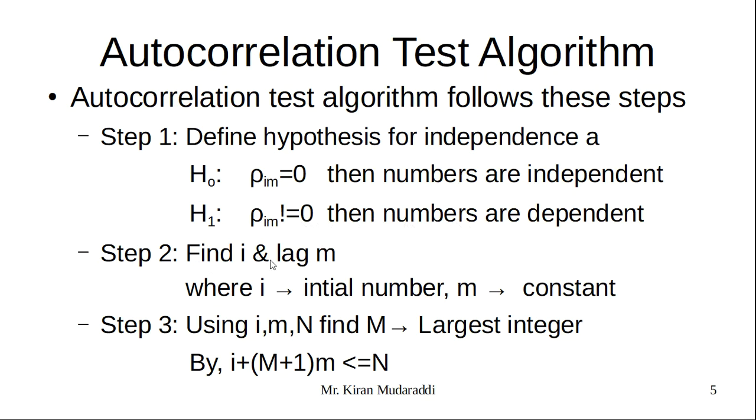Step 2 is to find i and lag m. Here i is the initial number and m is the lag, a constant. Using i, m and capital N, where capital N is the total set of numbers given, that is, how many numbers are given, we find M. M is the largest number, which is also given in the problem statement. If this condition is true, then we move ahead with the next step. I'll explain this step and all the steps with an example, and at that time you will understand clearly.